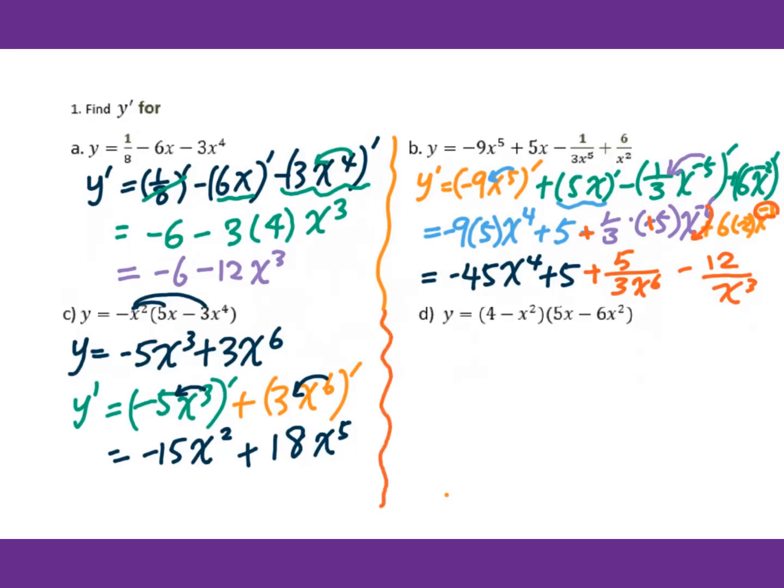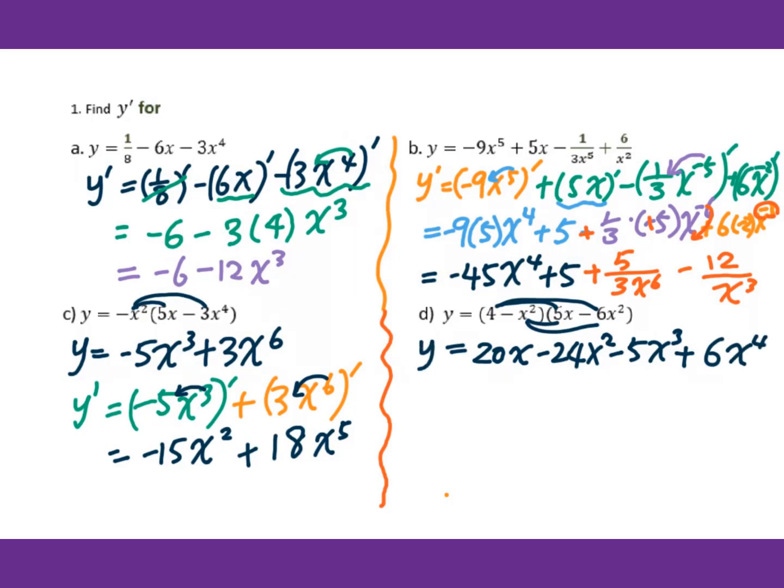Now let's go to D. For D, we have to do the FOIL first. So we do it like this. You will get 20x minus 24x squared minus 5x to the 3rd power plus 6x to the 4th power. Then we do the derivative.